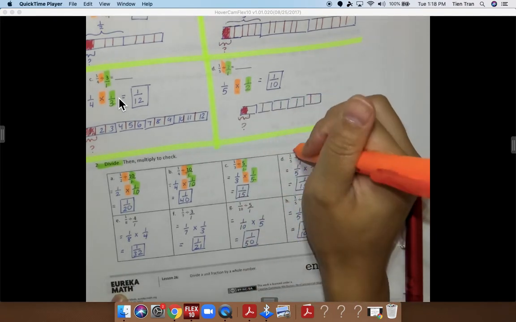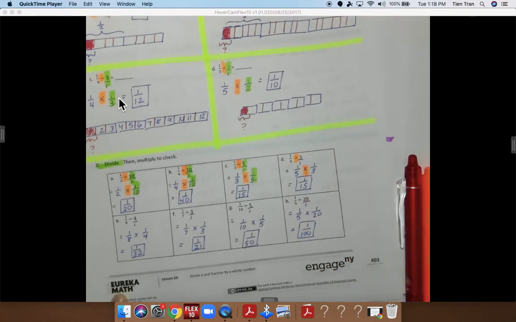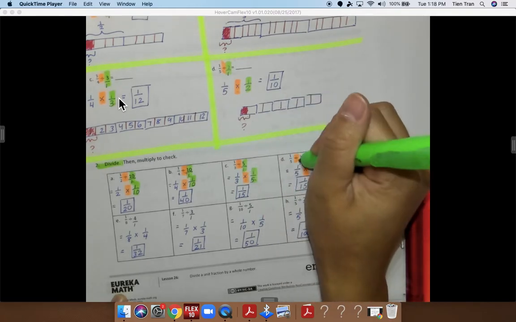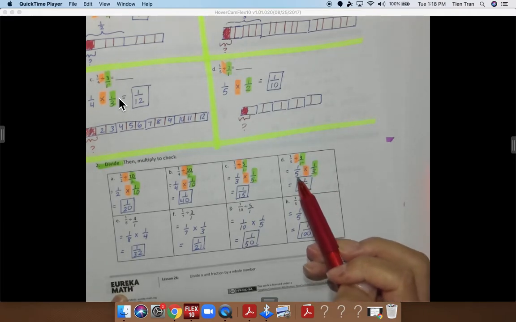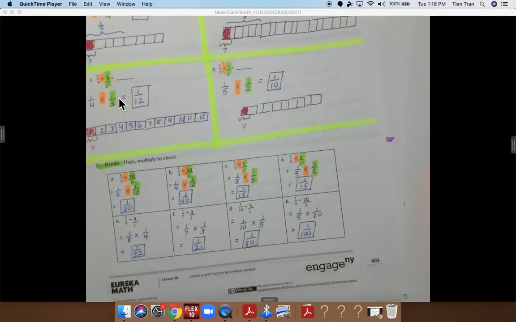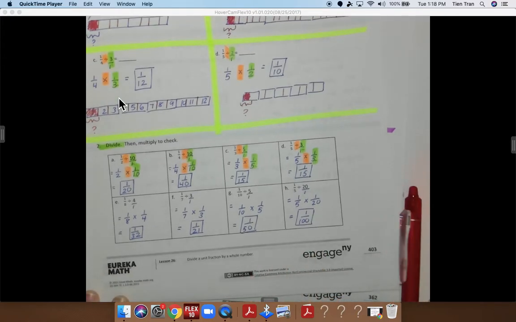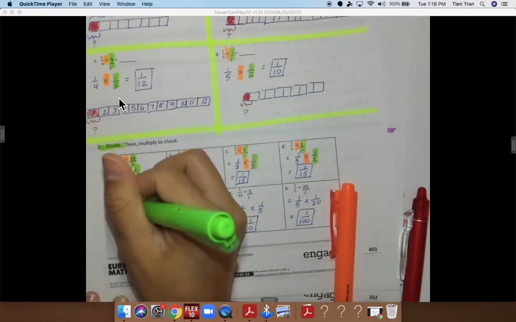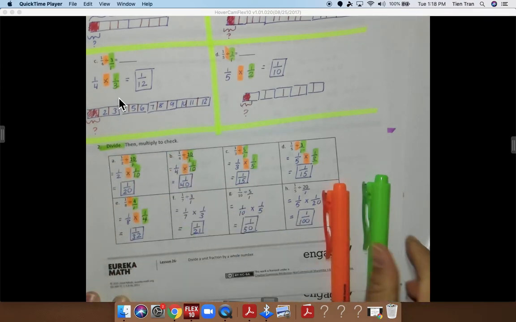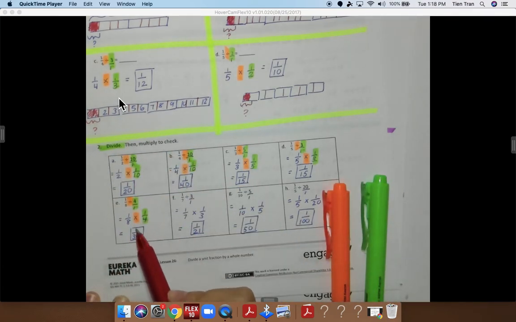This one, I change my division sign into a multiplication sign. I change 3 over 1 to 1/3. 1 times 1 is 1. 5 times 3 is 15, so I get 1/15. Over here, I change my division sign into a multiplication sign. 4 changes to 1/4. 1 times 1 is 1. 8 times 4 is 32.